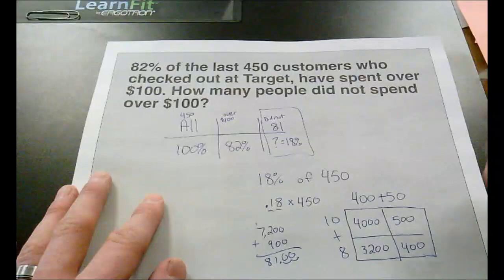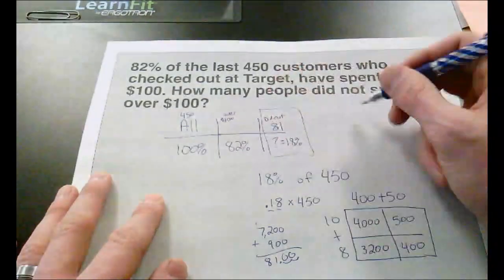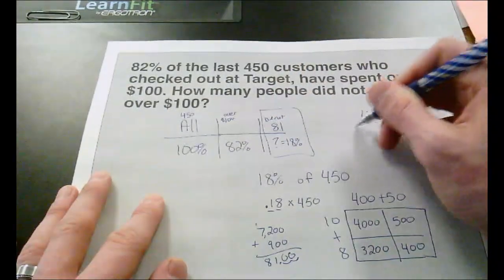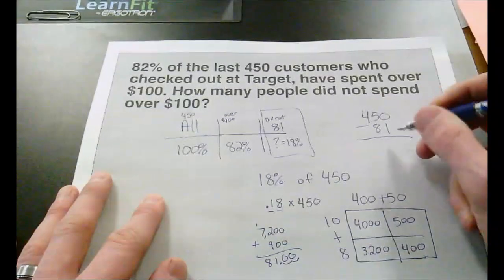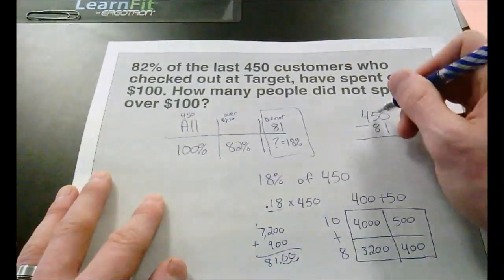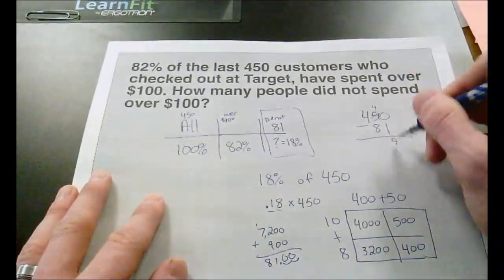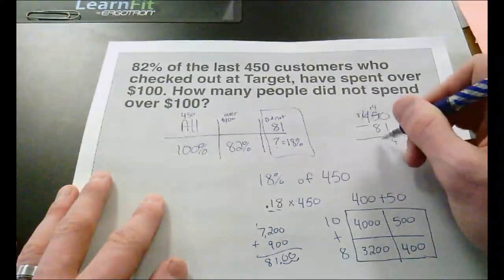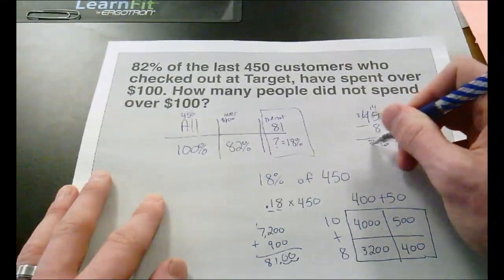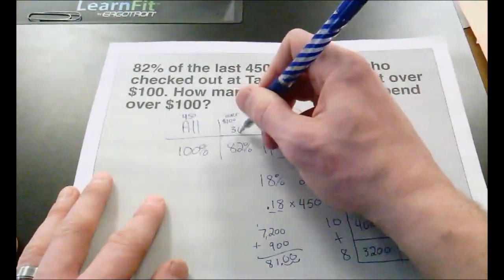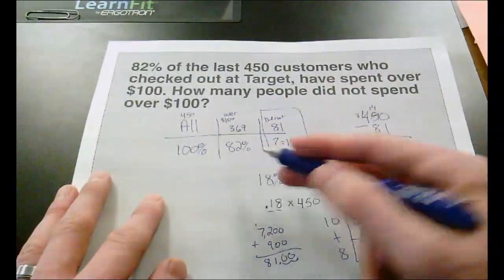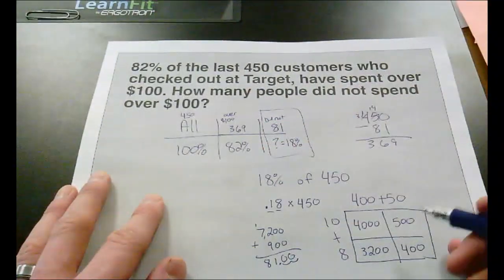I could quickly do, without much math at all, I could figure out 450 minus my 81, and these will be the people who did spend over. So if I do the subtraction, you're going to be left with 369 people who did spend over or spent $100 or over.